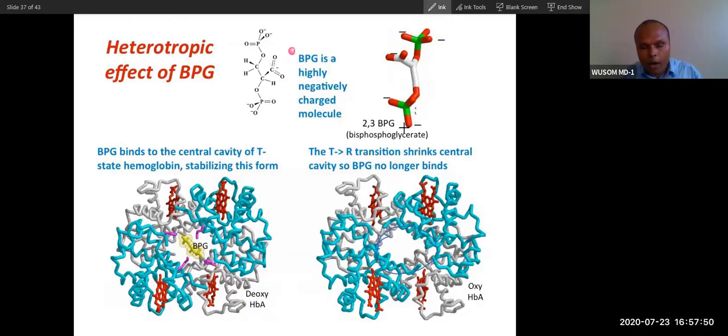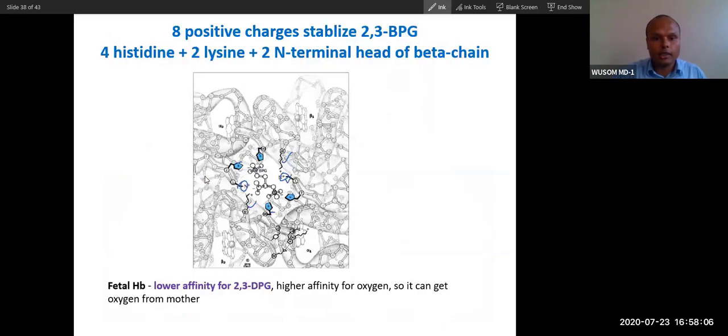So this compound will try to stabilize this T form. And you know this: T form is right shift. T form is right shift. Right is tight. So that is why this 2,3-BPG shifts the oxygen dissociation curve to the right.